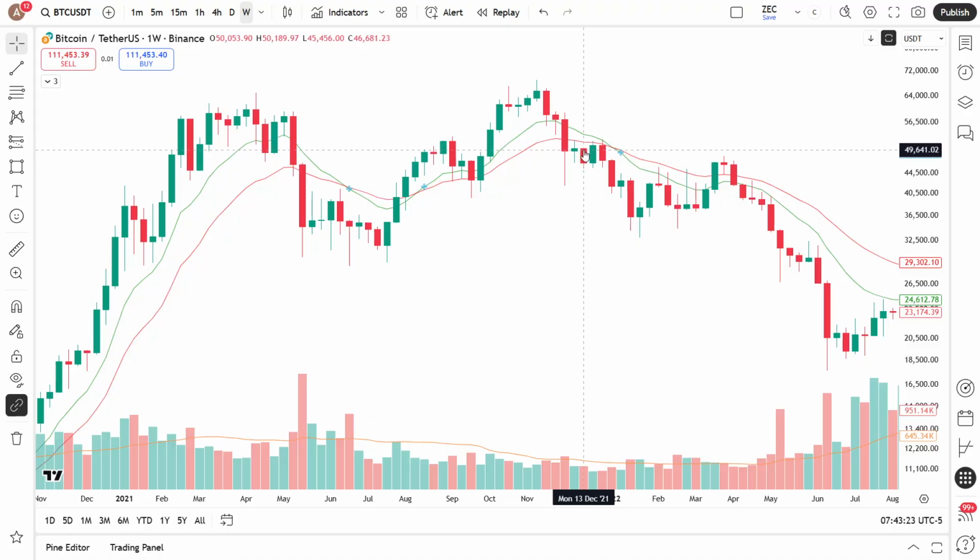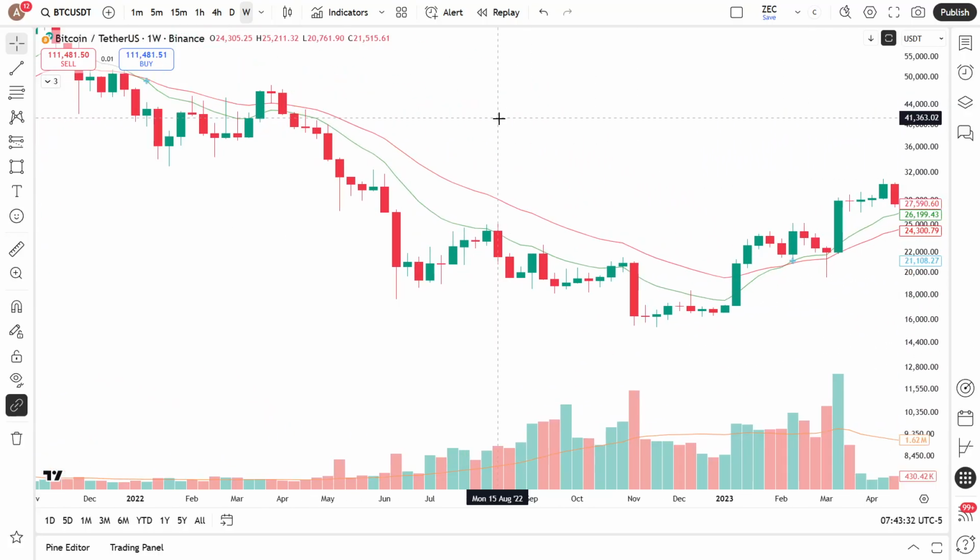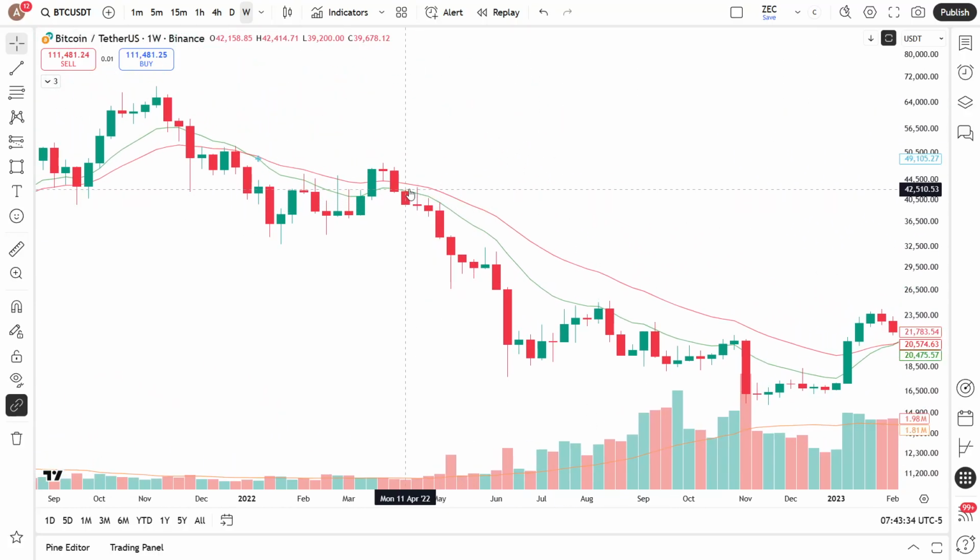It is failing on 4 weeks of price action, and then it came back down. Tried, failed, came back down. Now you can see the opposite. The EMA is now acting, instead of support, as resistance.